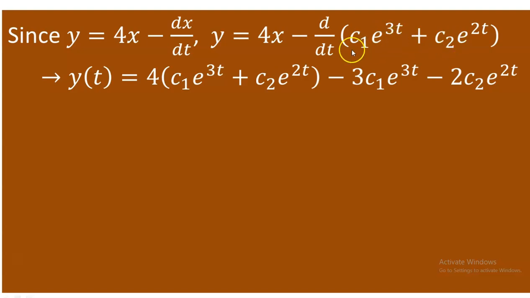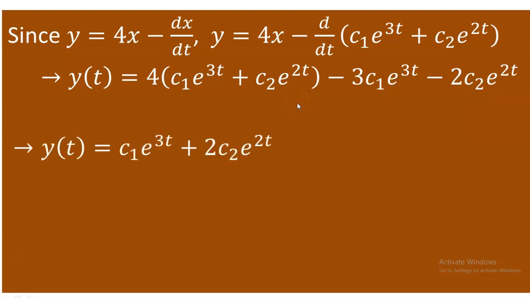Basically, I can also put this here in x. It is already done here. Y of t is 4 times the obtained expression for x, minus the derivative of x with respect to t, which is 3 C1 e to the power 3t plus 2 C2 e to the power 2t. Simplifying this, y of t comes C1 e to the power 3t plus 2 times C2 e to the power 2t, because 4 times C1 minus 3 C1 makes 1 C1, and 4 times C2 e to the power 2t minus 2 times C2 e to the power 2t makes 2 times C2 e to the power 2t.